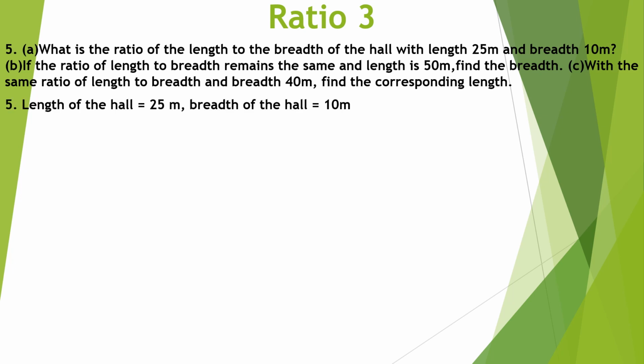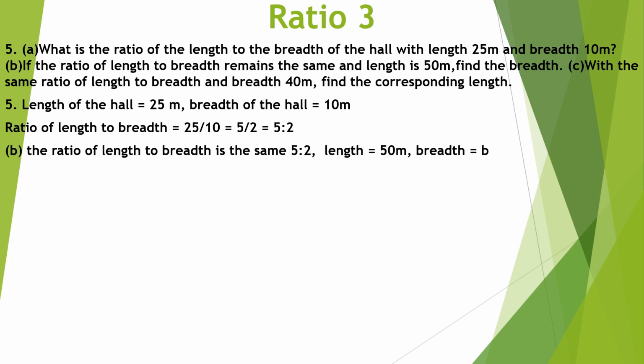Now we have a hall here. The length of the hall is 25 meters and the breadth of the hall is 10 meters. Now the ratio of length to breadth will be equal to 25 upon 10, which on simplification is 5 is to 2. The ratio of length to breadth in the second part remains the same, which is 5 is to 2. And we are given the length of the hall, which is 50 meters. We have to find out the breadth.